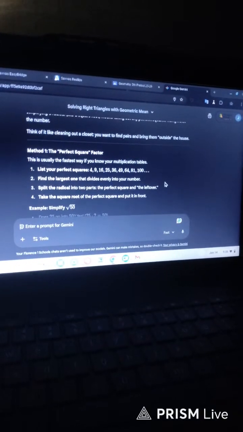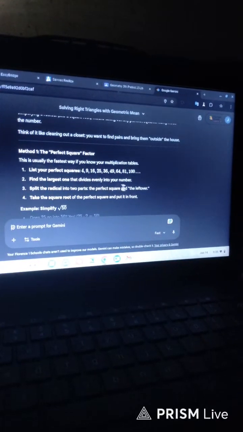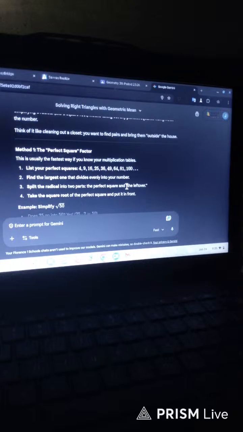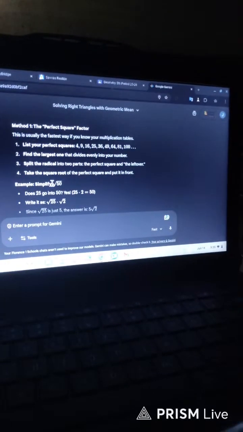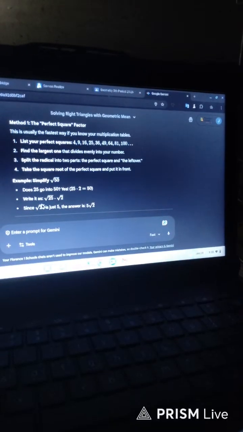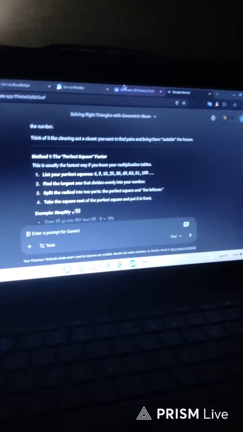That divides evenly into 27: 9 times 3. Split the radical into two parts, the perfect square and the leftover. Take the square root of the perfect square and put it in front. So it's just 9 times 3. Square root of 9 is 3, and that goes outside the square root of 3.